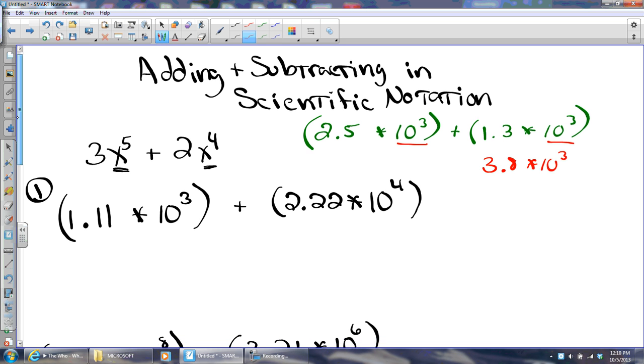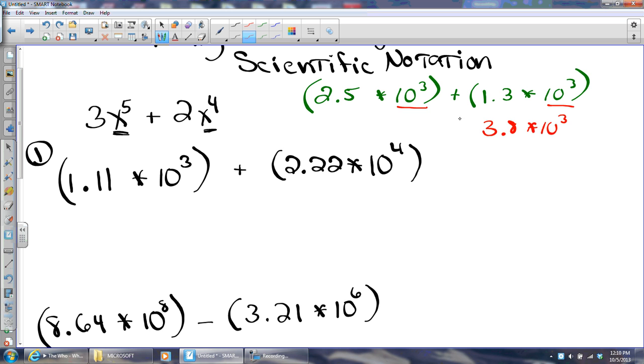All right, so they have to be like terms to be able to add them together. Well, if I look at problem number 1 here, I see I've got 10 to the thirds and I've got 10 to the fourths. You can't add them together. But the cool thing is we can manipulate them so that they are like terms. I like to change my smaller exponent to match my larger exponent. It's not always the easiest way to do it, but it usually is.